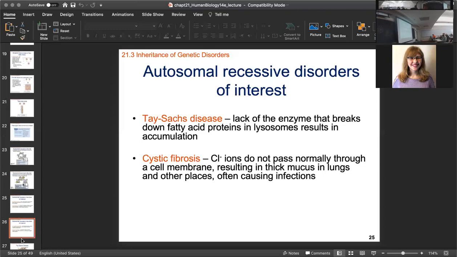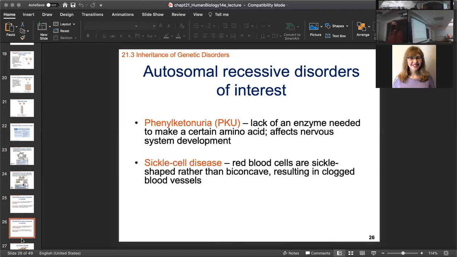Okay. Also, the other one is Tay-Sachs disease. This is just what there's a lack of enzymes that break down the fatty acid proteins in lysosomes that results in accumulation. This just allows you to not fight off infections as well if you have Tay-Sachs disease. Here's a couple other autosomal recessive disorders. Autosomal meaning not your sex chromosomes. Recessive meaning that it's the opposite of dominant.